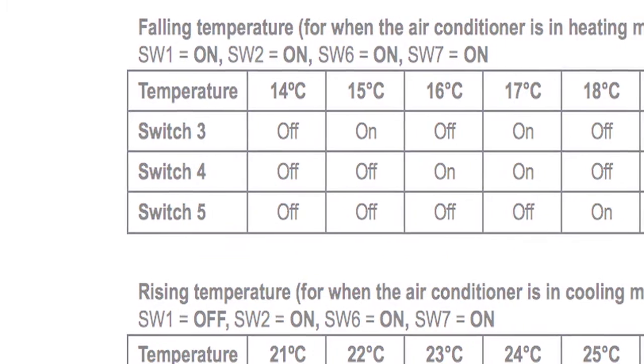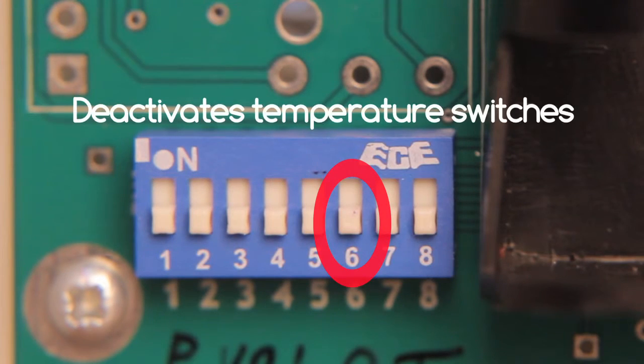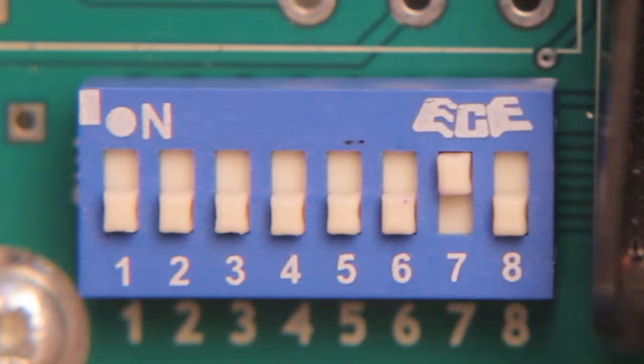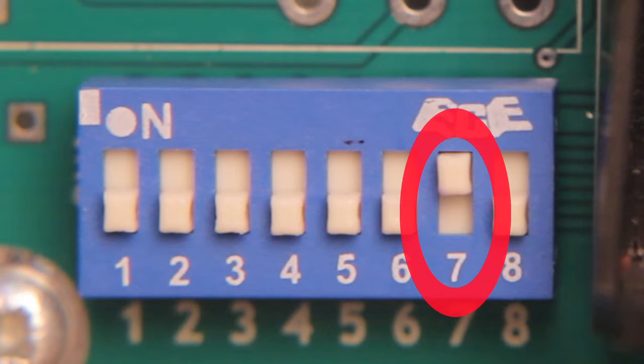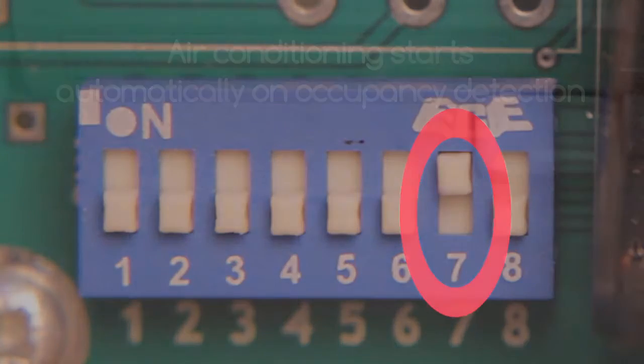If you don't want to use the temperature settings, make sure that switch 6 is off. Switches 1 to 5 will then be deactivated. Switch 7 controls how you want the air conditioner to start when occupants return. In the on position, the air conditioner will start automatically when occupancy is sensed.